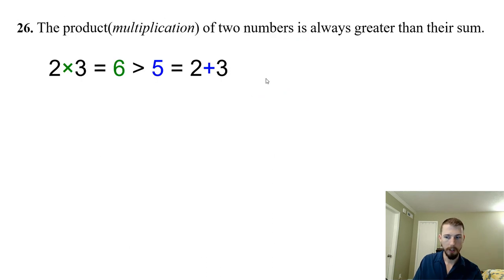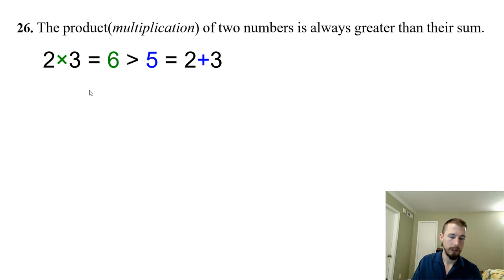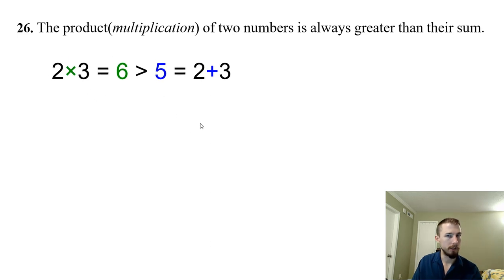Alrighty. Look at 26. The product, which is when we multiply, of two numbers is always greater than their sum. So when we multiply two numbers, it's always going to be bigger than if we add the numbers together. Now, almost always this statement is true. So for instance, 2 times 3 is 6, which is bigger than when we add them together, 2 plus 3, which is only 5. But this statement is not always true. Can you give me an example of when it's not true? So think of some other numbers that when we multiply them, it's not going to be bigger than when we add them. So they could be equal or they could be less than. Just has to not be greater than.